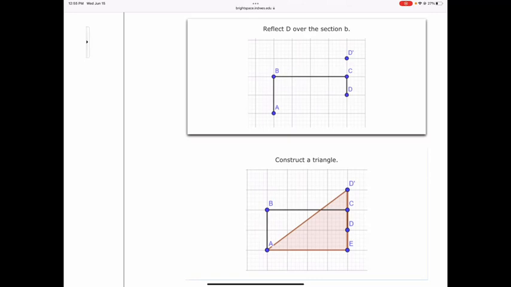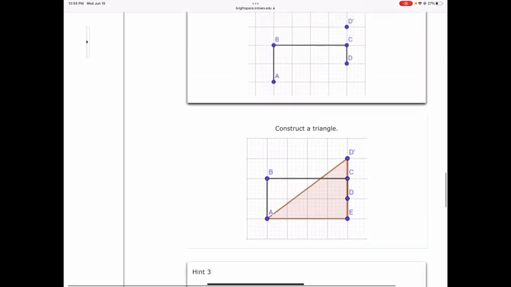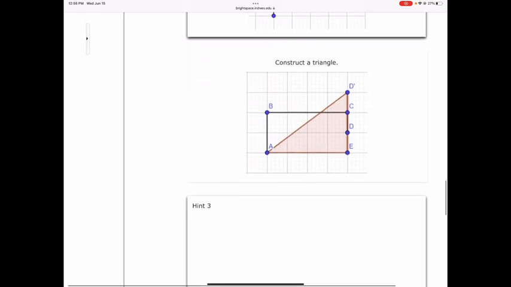You can see it is a right triangle. That's what I was trying to do, make sure I can construct a right triangle so I can calculate the path of AD prime, that horizontal on the left-hand side. You can clearly see that A to E is 1, 2, 3, 4 units, and E to D is 1, 2, 3, 4 units. So A to D would just be the square root of 4 squared plus 4 squared.